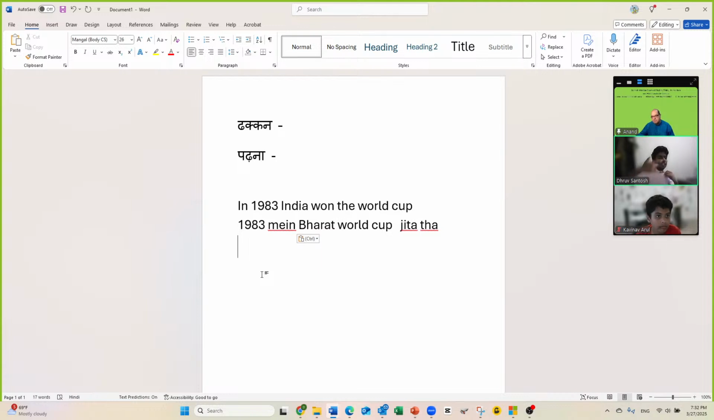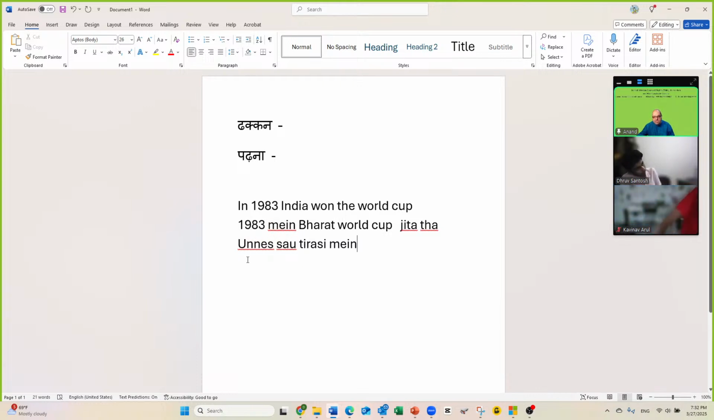Is there a way to say numbers? Okay, so we'll talk about numbers. Now, how do you say 1983 in Hindi? Let me write it down. You say उन्नीस सौ 83 में. So 19 is उन्नीस and 83 is 83. So that's how you will say it. So let's repeat. 1983 में, 1983 में भारत.